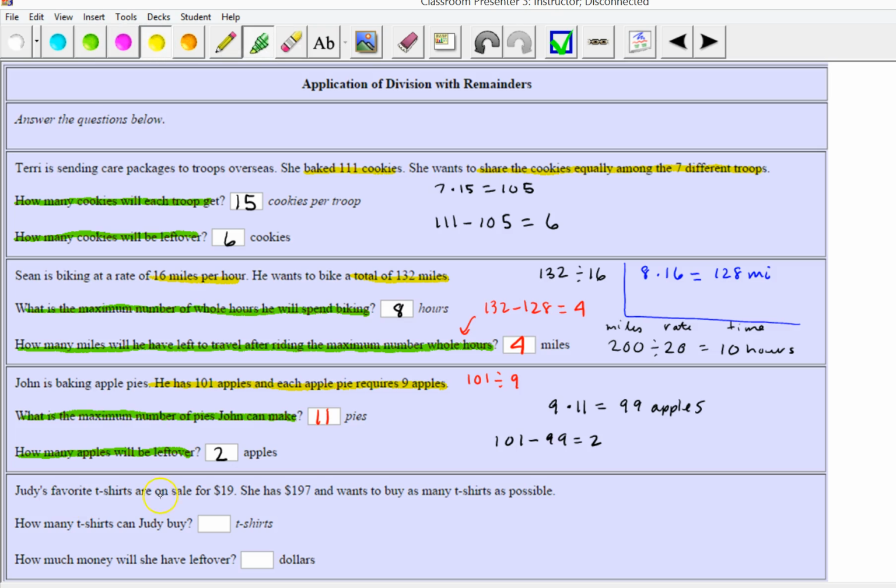Judy's favorite t-shirts are on sale for $19. She has $197 and wants to buy as many t-shirts as possible. Now we have the questions. How many t-shirts can Judy buy? Okay. How much money will she have left over? So we have $197, and we want to divide that into groups of size $19. Okay, so however many 19s are in 197, full 19s, that will be how many t-shirts that she can buy. So let's do that on the calculator.